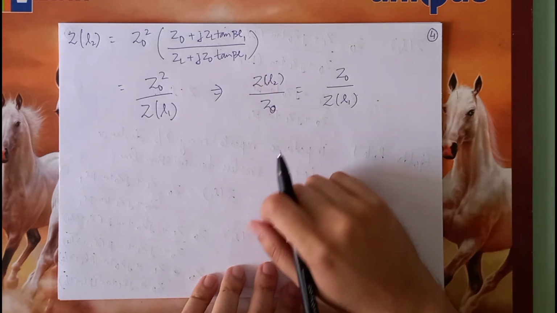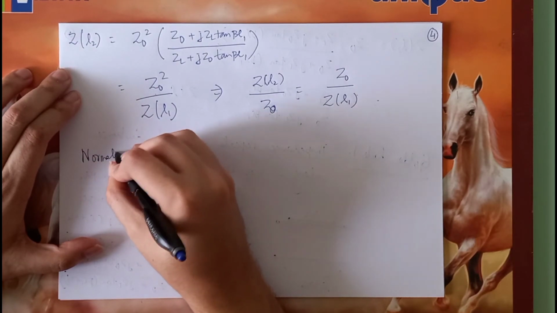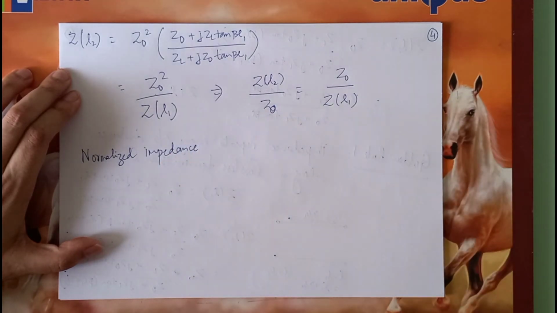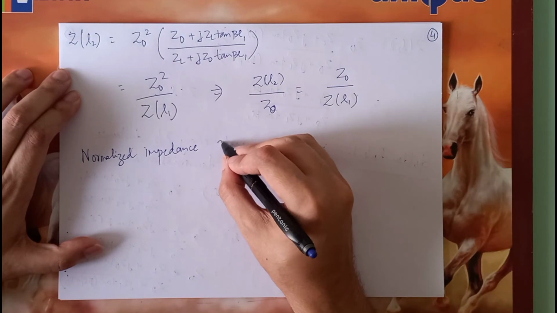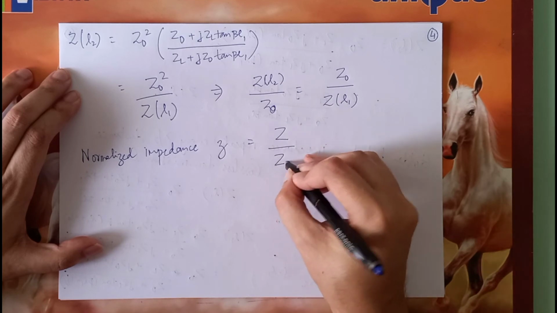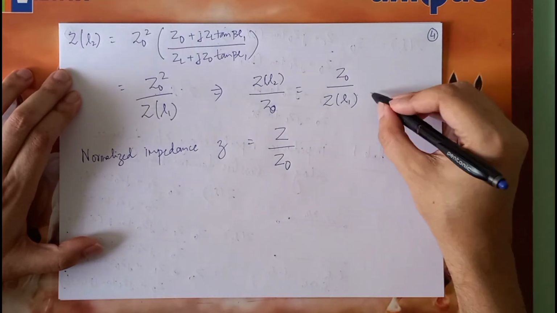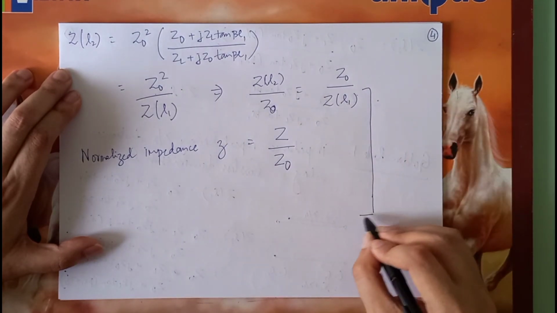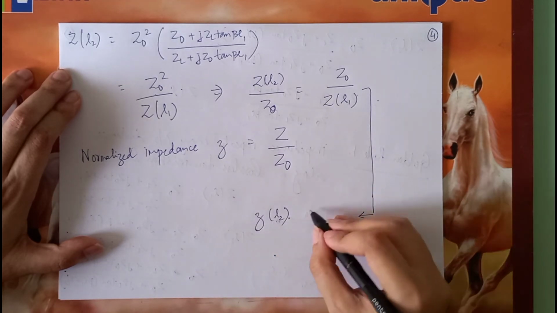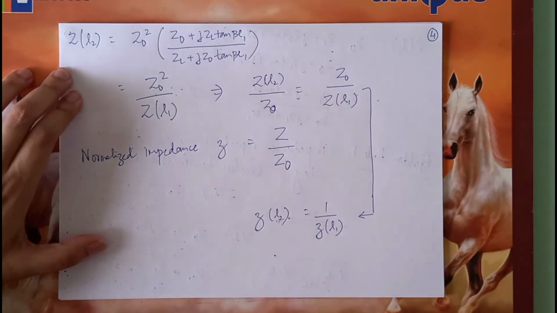Now, let us introduce a new convention or a new term that is called normalized impedance. That is a dimensionless quantity which is indicated by small z. And that is nothing but any impedance capital Z divided by the characteristic impedance. So if we now write the above expression in terms of the normalized impedance, we will see that small z of L2 is equal to 1 by small z of L1, because here Z0 is on the numerator.